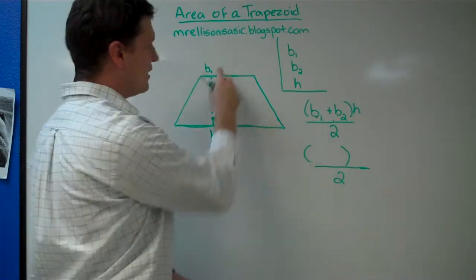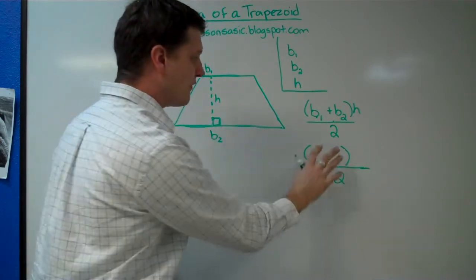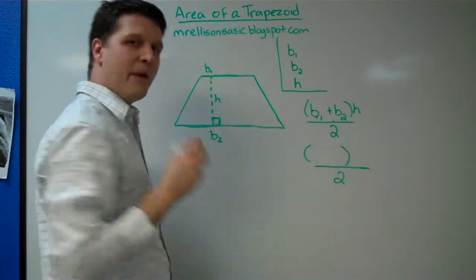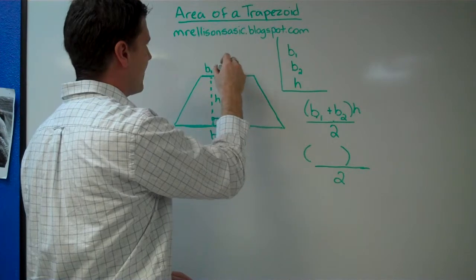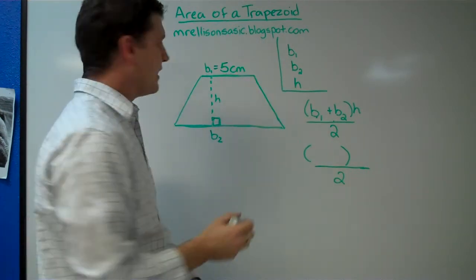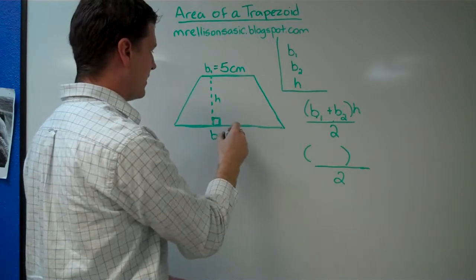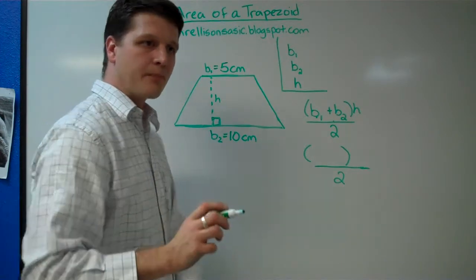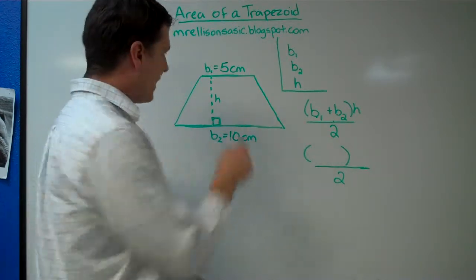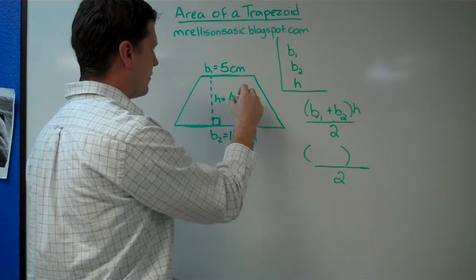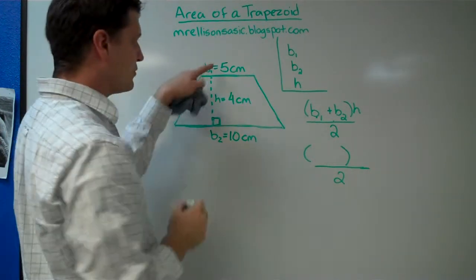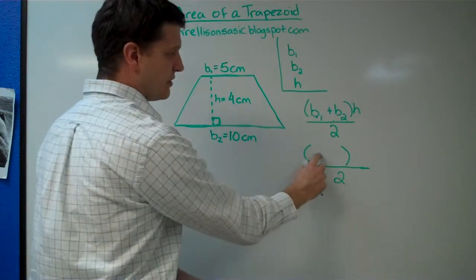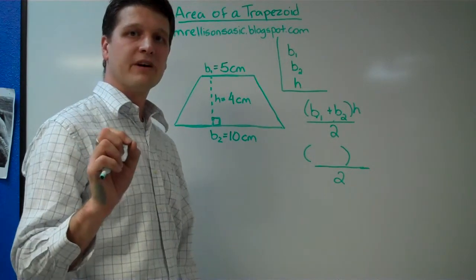Now, we're going to put some numbers in here for the sake of measurements, and we're going to plug them into our formula and show you how to find the area. Now, for our base 1 side, let's just say the base 1 side is 5 centimeters. Okay? And then the base 2 side is 10 centimeters. Okay? Now, we're going to say the height is equal to 4 centimeters. Okay? Now we have a base 1 side, a base 2 side, and we have a height. We have all the necessary measurements to plug into our formula and get our area of the trapezoid.